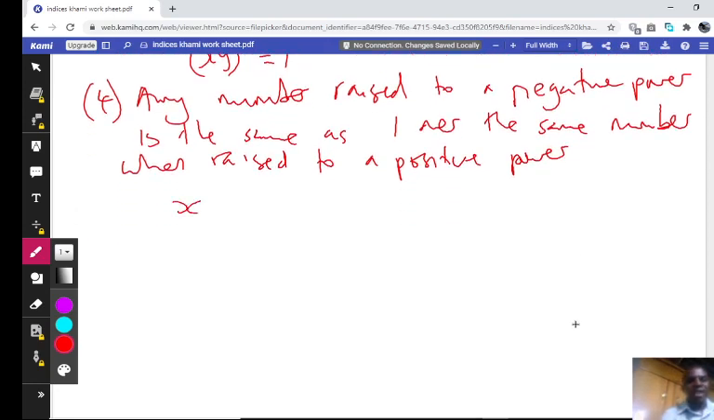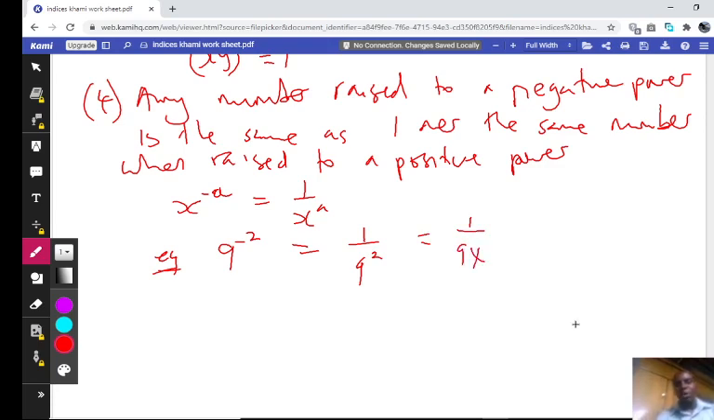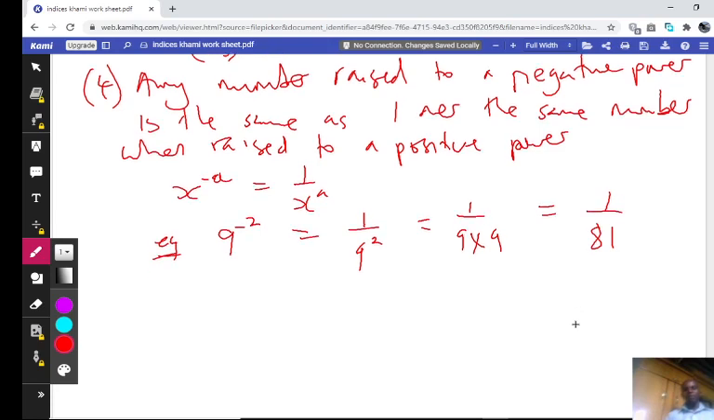It's like this. x to the power minus a is equal to 1 over x to the power a. Now the power is positive, right? So that's how we make the power positive: we put 1 over that same number x to the positive power. Example, 9 to the power minus 2 is equal to 1 over 9 to the power 2, which is 1 over 9 times 9, which is 1 over 81.